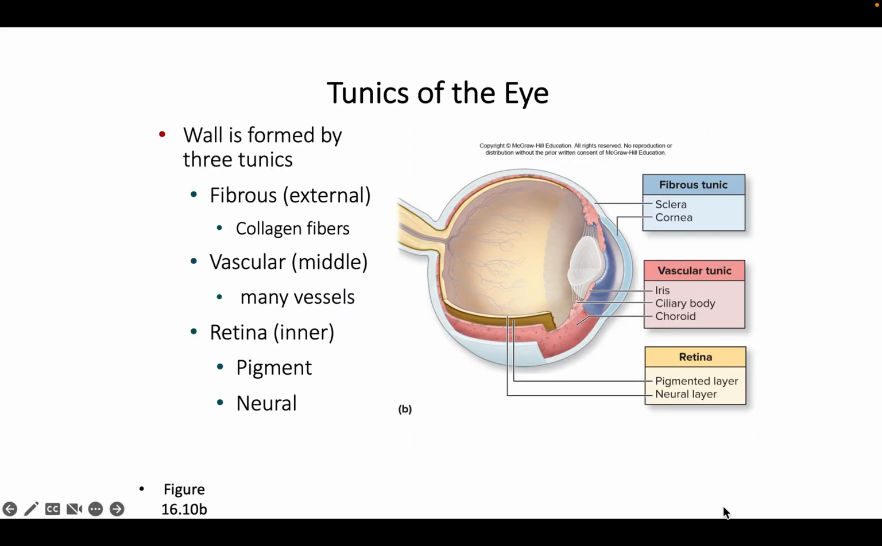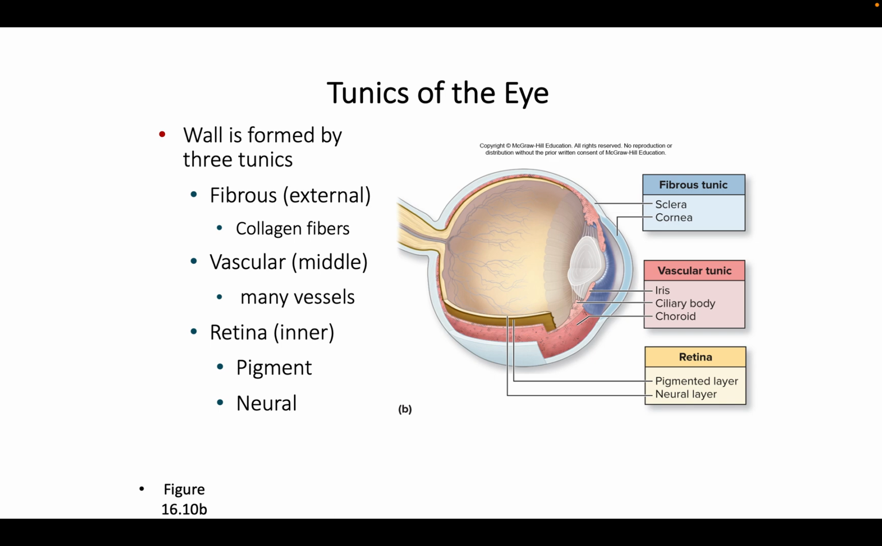All right, welcome back. So in this part, we are going to discuss what are known as the tunics of the eye. When we talk about this term, tunic, the tunic is essentially a layer. In other words, you could call this the layers of the eye. We'll see three general tunics, and then we'll name these tunics.